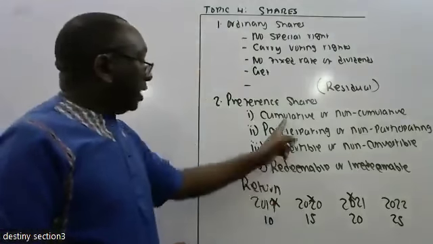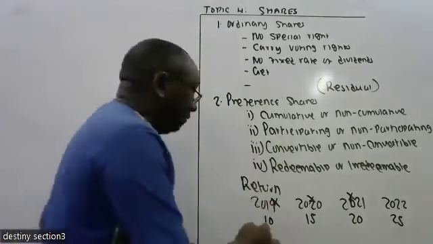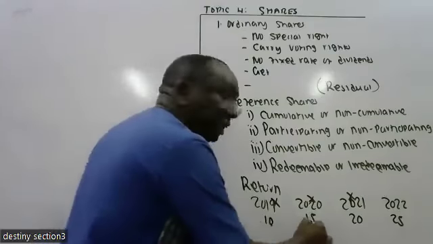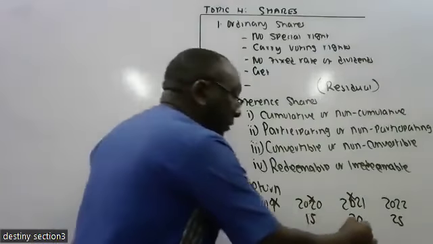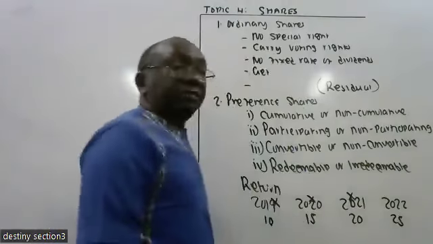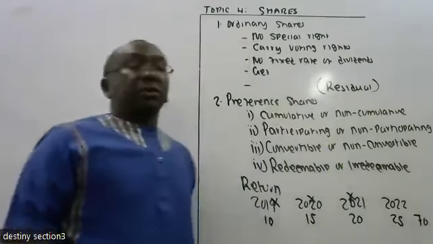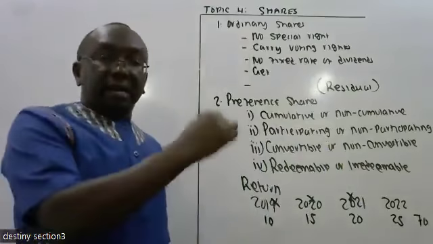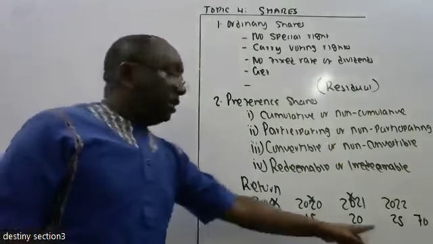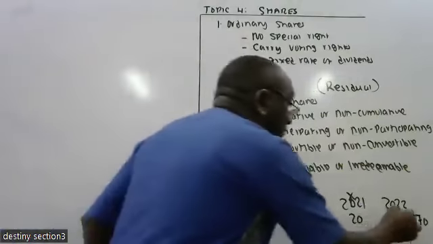So what will happen to the cumulative? They will be given 10 plus 15, that is 25, plus 20, that is 45, plus 25, so they will be paid 70. That's what we call cumulative. The previous years will be counted. But the non-cumulative will only be paid this one.